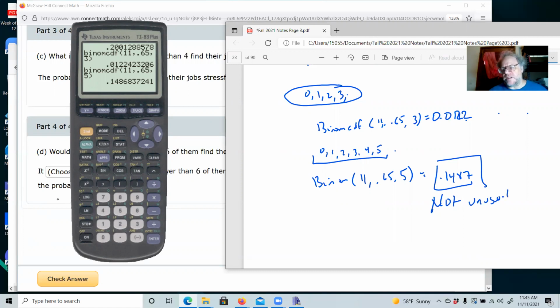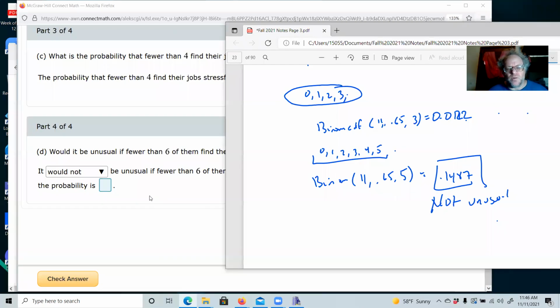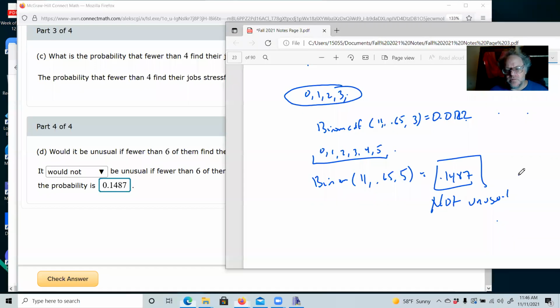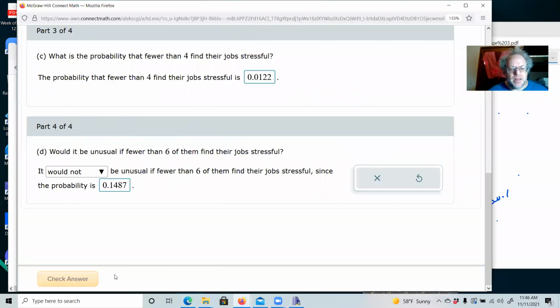Okay, and this is not unusual. For it to be unusual, it has to be less than 5%. So this one, fewer than 4, that's unusual. Fewer than 6, not so much. This would not be unusual. Probability is 0.1487. Okay, double check. 122. Okay, we're pretty happy.